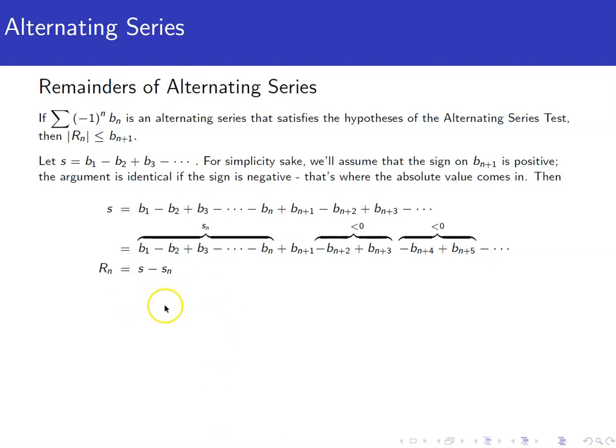So our R is equal to S minus S sub n. That's our definition of R sub n. It's certainly equal to the tail end of the series. But we just said that all the other pieces in the tail are negative, besides that b sub n plus 1. So the remainder must be less than b sub n plus 1. We also said that the sign out in front of it is positive. If it were negative, we would just have the absolute value and it would be the same argument.